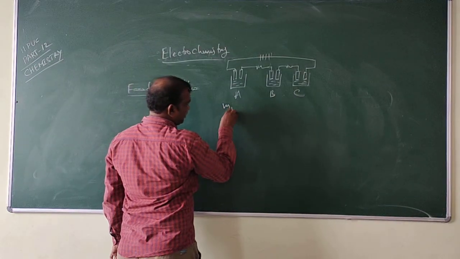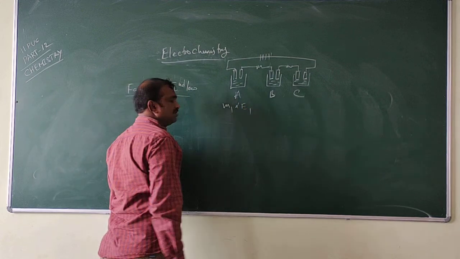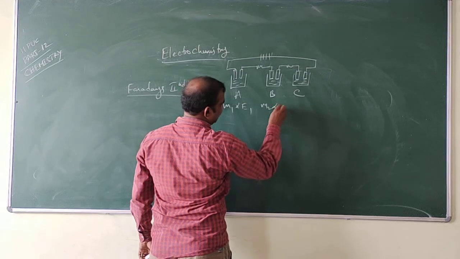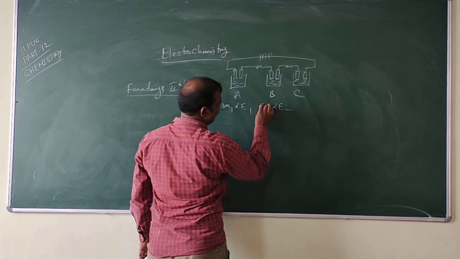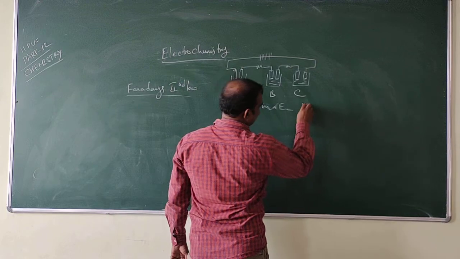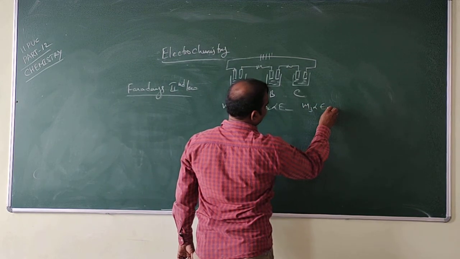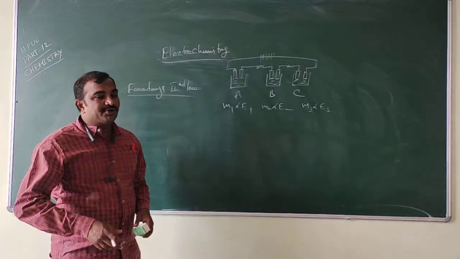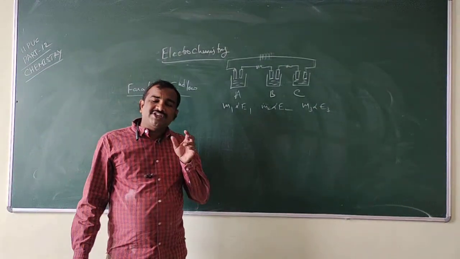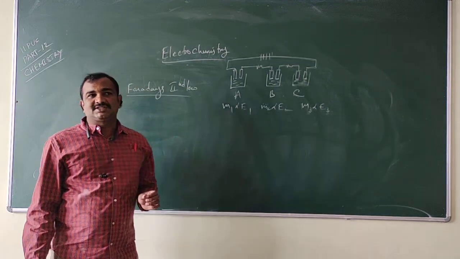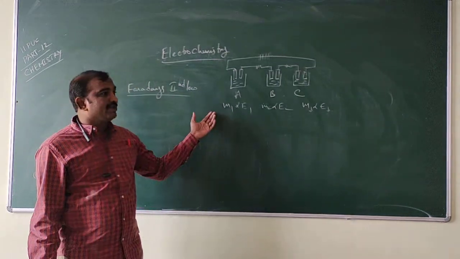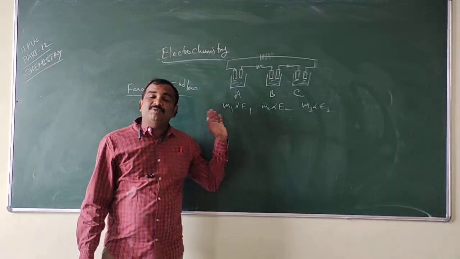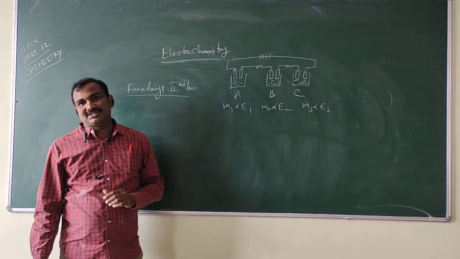The amount of substance liberated, small m1, is directly proportional to E1, their equivalent weights. Like this, m2 is directly proportional to E2, and m3 is directly proportional to E3. What you have to understand is that when the same quantity of current is passed through the electrolytes, the amount of substance liberated or deposited is directly proportional to their respective equivalent weights.